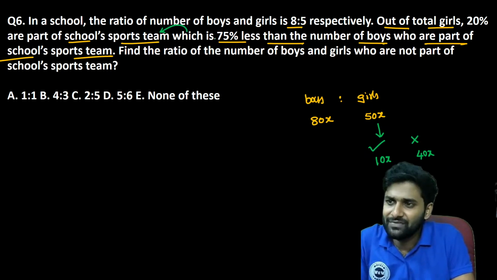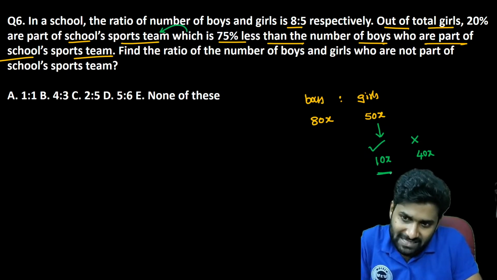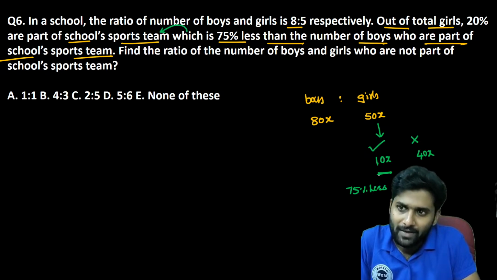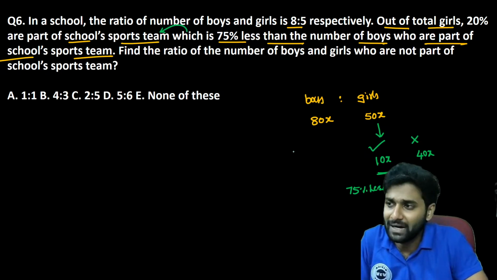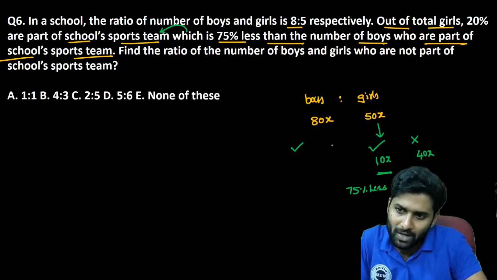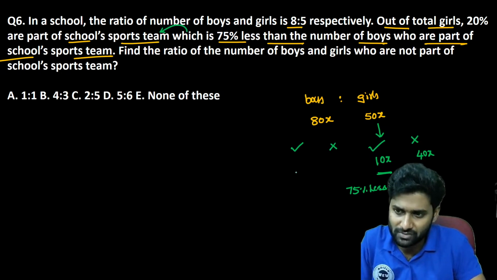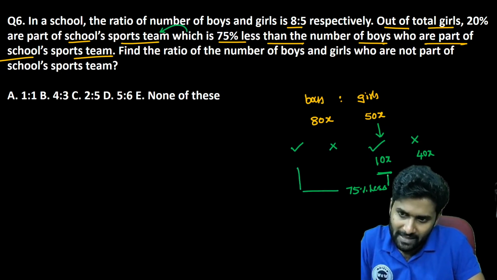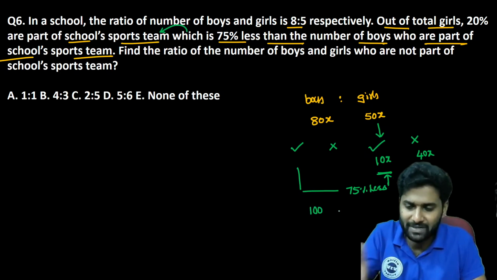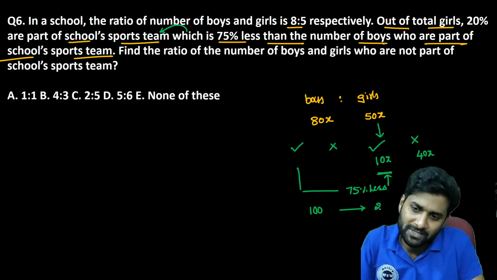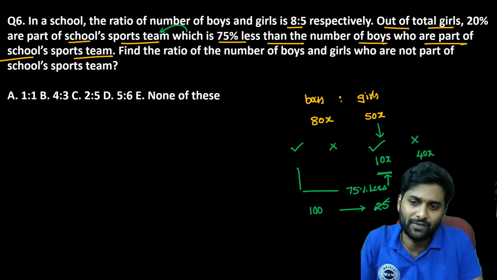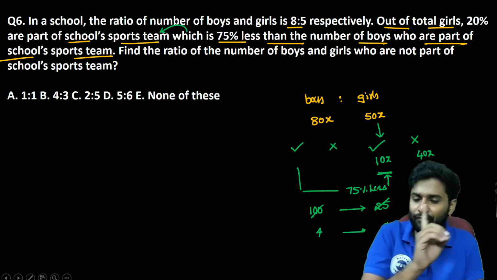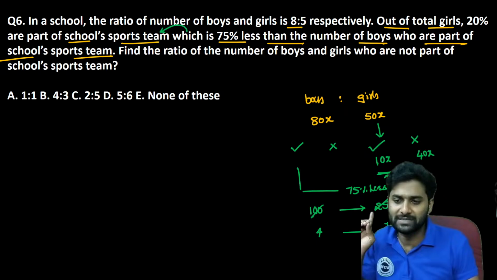Now see here, which is 75%, guys. This is 75% less when compared to the number of boys who are part of the school sports team. Now just go through this comparison properly. 75% less means if you're assuming that 100 members participated in boys, 75% less means it's 25 members only. If you cancel, here the ratio is 4:1. Means if one girl participated, 4 boys participated.